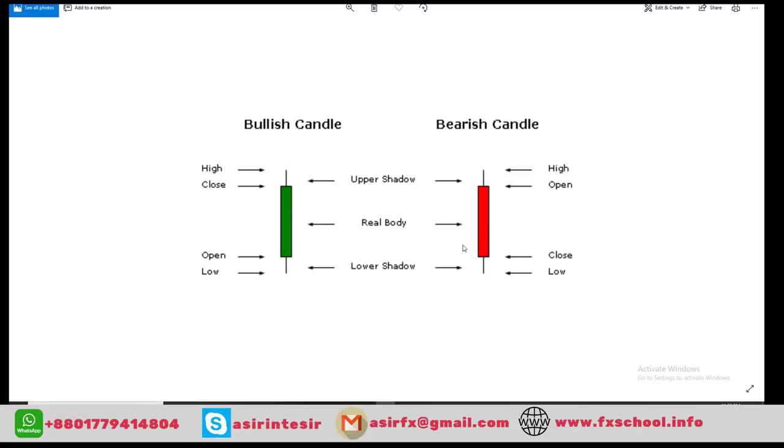So if you want to find the open price of a green candle, you have to come to the downside, and there you can see this is the open price of a candle and the close price of a candle. And when you see the red candle, I mean the bearish candle or sell candle, its open price is in the upside and the close price is in the downside. Okay, you can see the chart now.